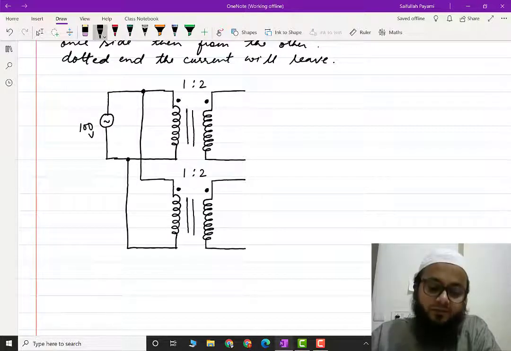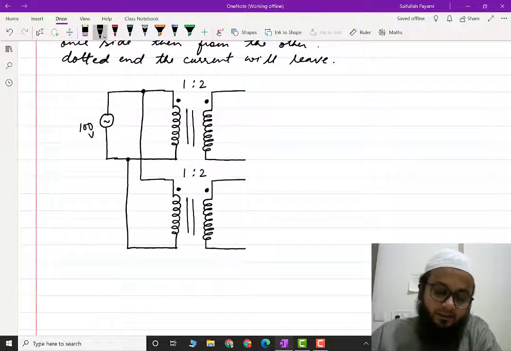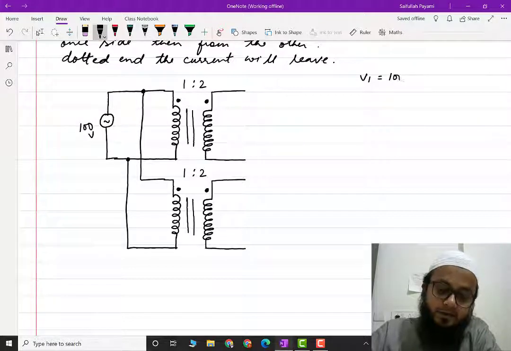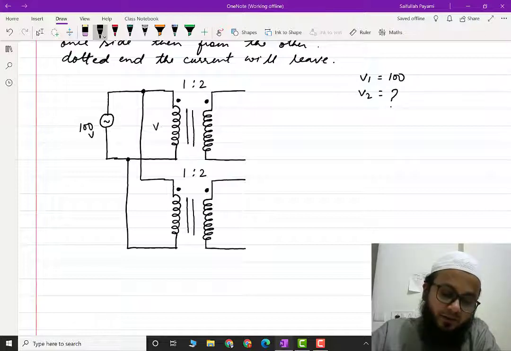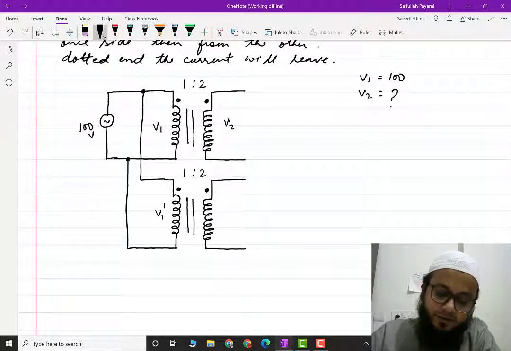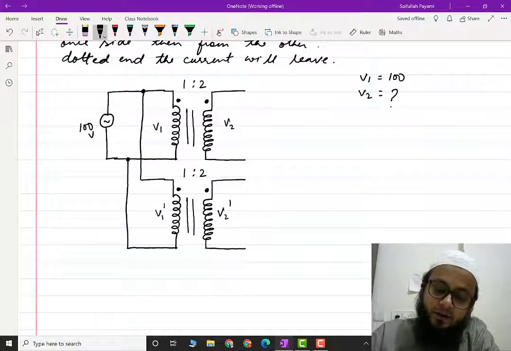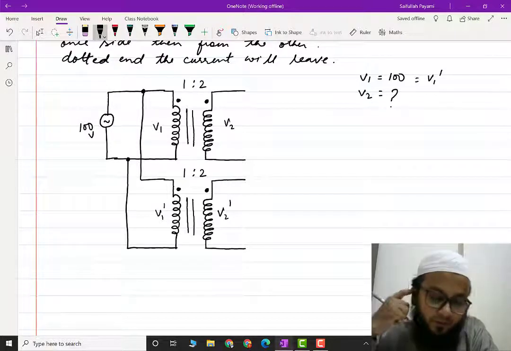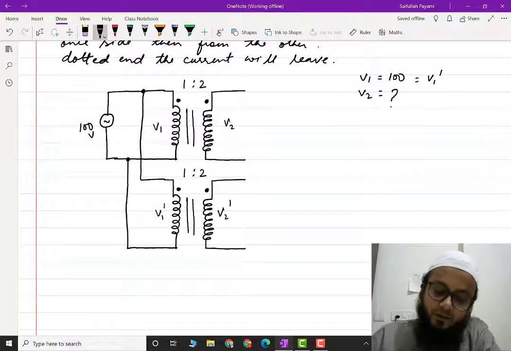So how much voltage would be generated here on the secondary side? It is a 1:2 transformer, so V1 is 100. What would be V2 here? Let's say this is your V1 and this is V2, and here V1 dash and V2 dash. So V1 is equal to 100, is equal to V1 dash. So what is V2 and V2 dash here?